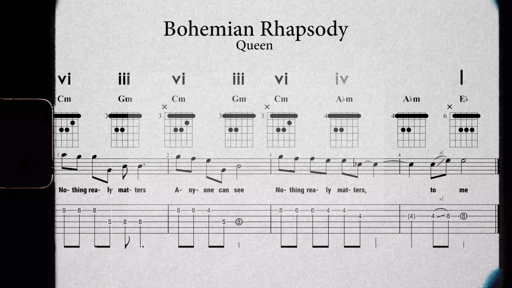Now I guess this sounds pretty familiar and maybe you already know something about this concept. Examples of songs that use this cadence are, for instance, Bohemian Rhapsody by Queen.